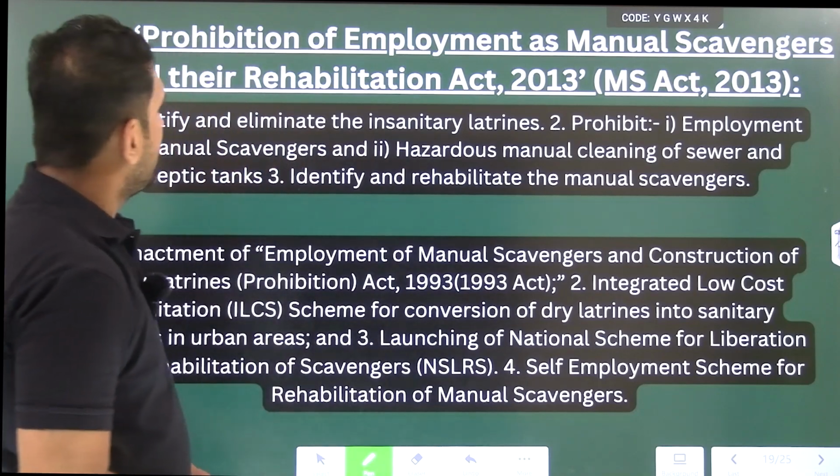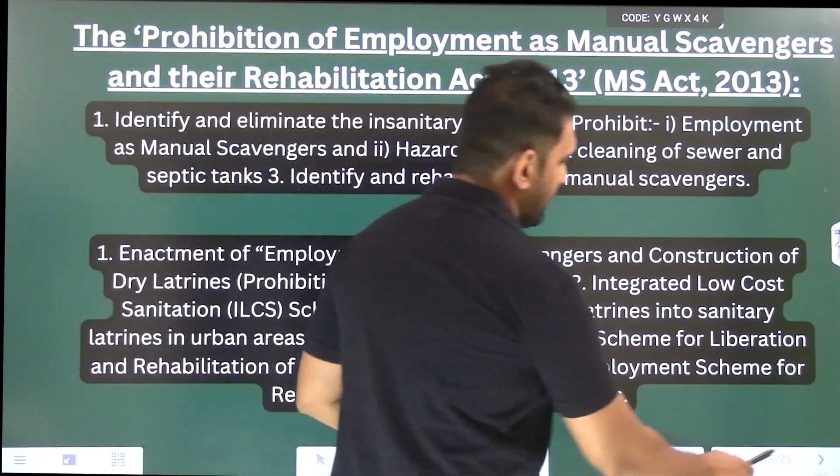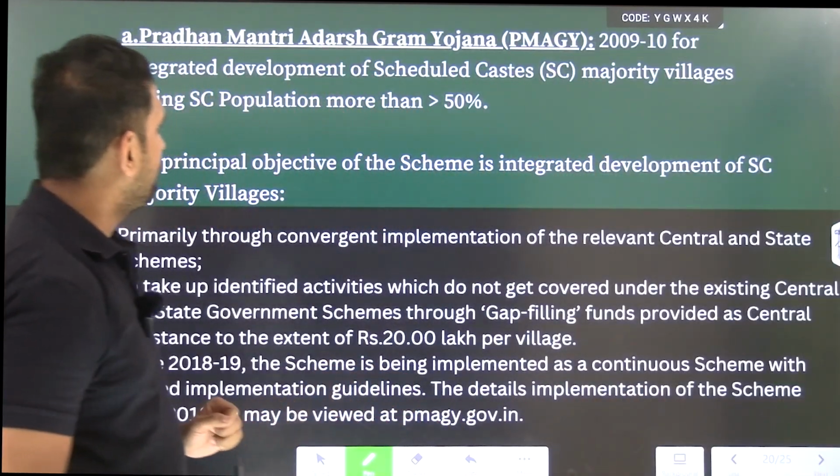Now, this is again the same, repeated 2 times, no need to worry about.